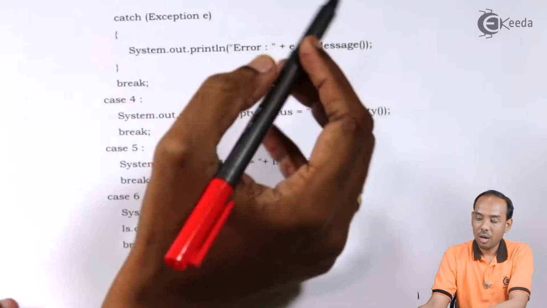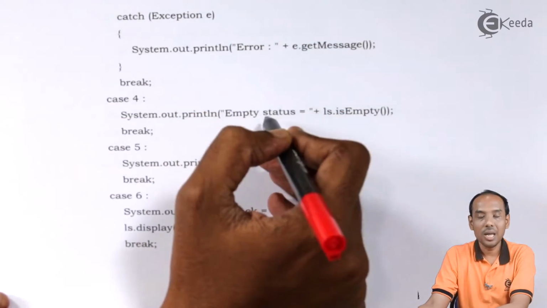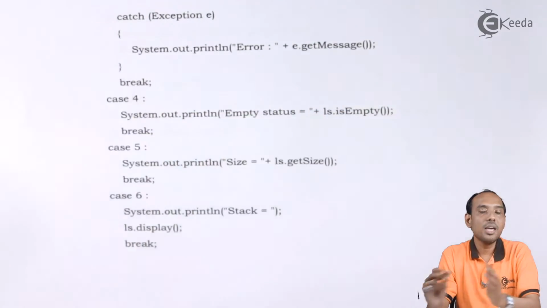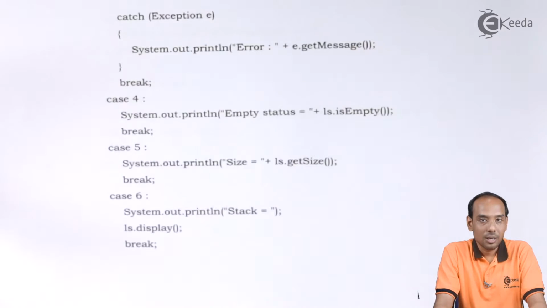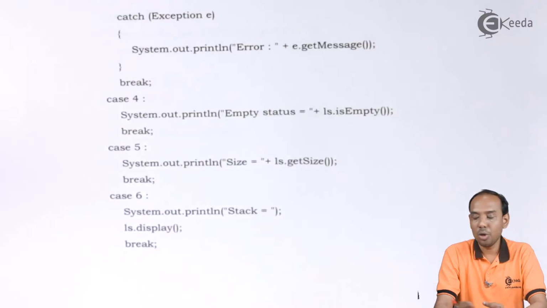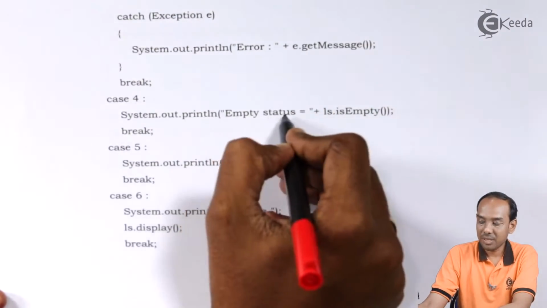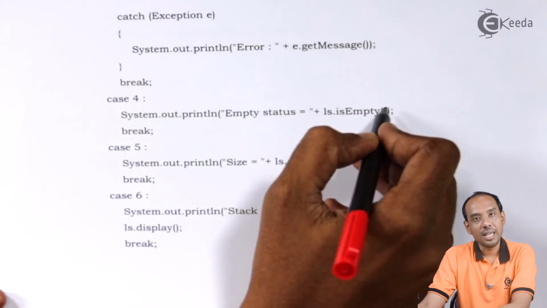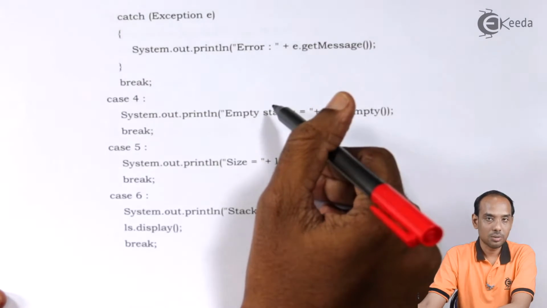Then I will check case number 4. That is your empty status. If there are no elements, that is, no data element present in the stack, it is empty. Otherwise it is not, if there are some elements present. To do this I am going to call which function? Is empty. Hence I write empty status equal to ls dot is empty. That will give me the empty status.